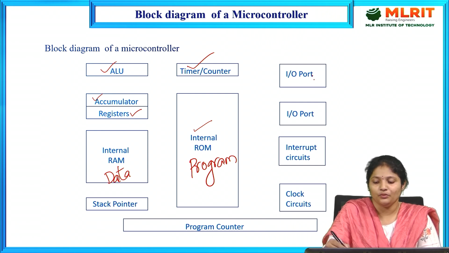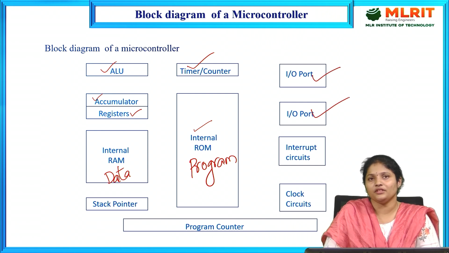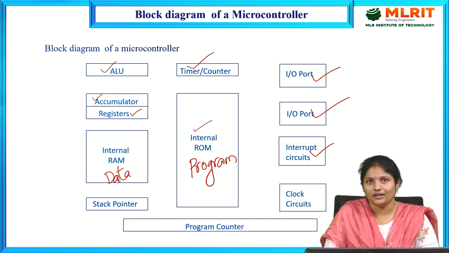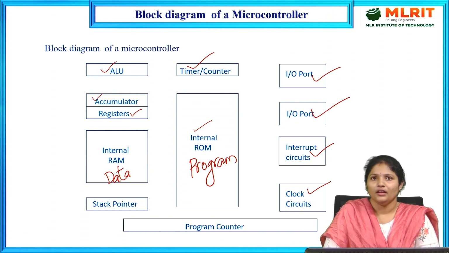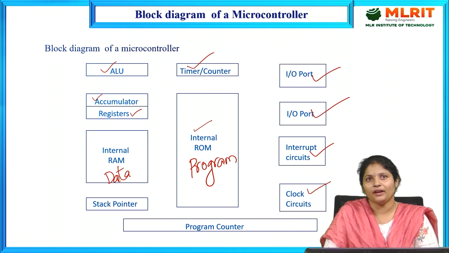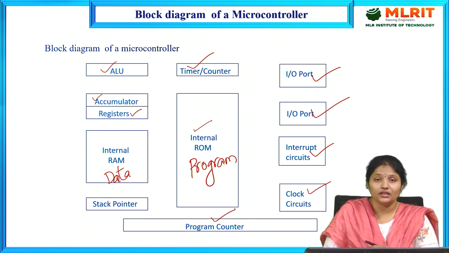There are input and output ports to take the inputs and to pass the outputs. We have interrupt circuits, which determine how many interrupts the controller can support and how it is able to handle them. Clock circuits, or frequency oscillators, provide the clock signal, and inbuilt oscillators are there in most microcontrollers. The program counter holds the address of the next instruction to execute.